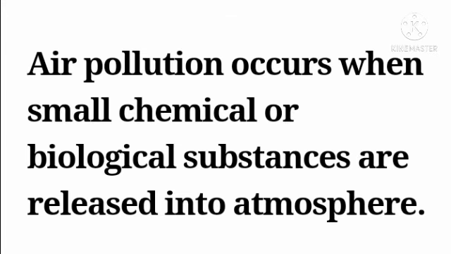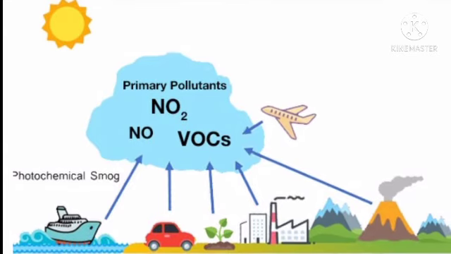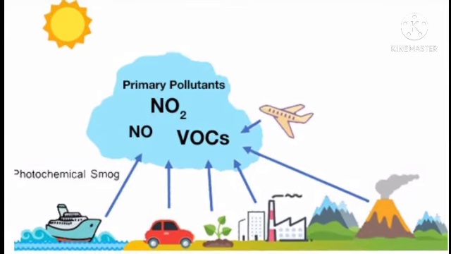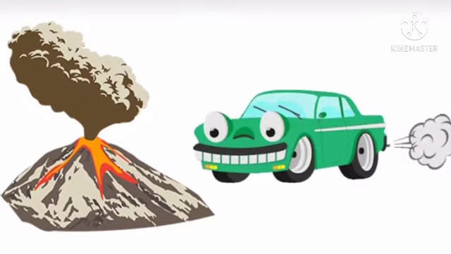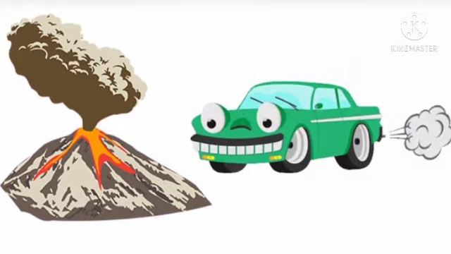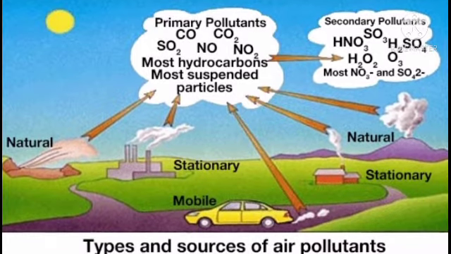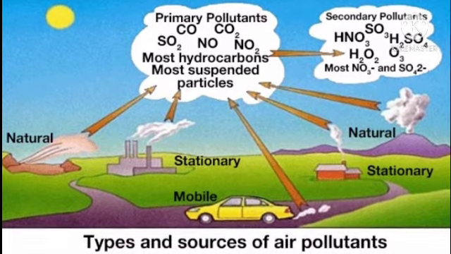Air pollution occurs when small chemical or biological substances are released into atmosphere. There are two types of air pollutants, that is primary pollutants and secondary pollutants. First see the primary pollutants. Primary pollutants are the pollutants that are released directly into the air. For example, of these pollutants are ash released from volcanic eruption and carbon monoxide from vehicles. Secondary pollutants. Secondary pollutants are produced by the reaction between primary pollutant and atmospheric compounds.